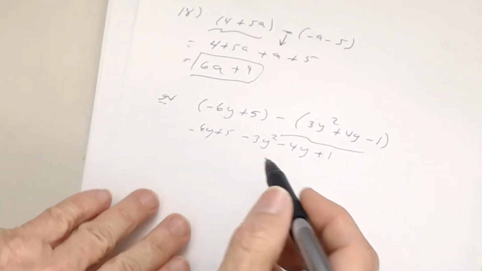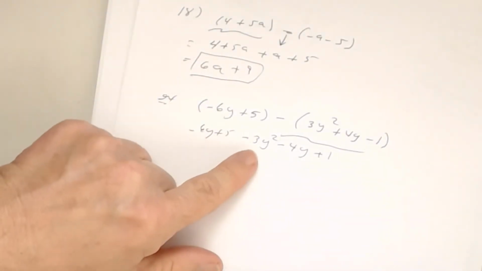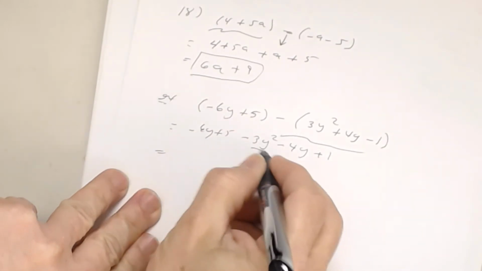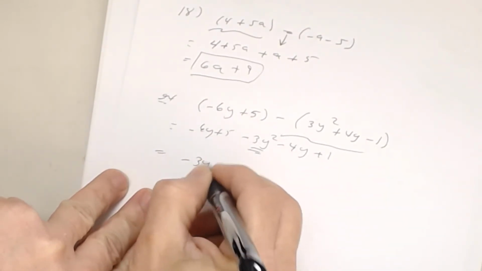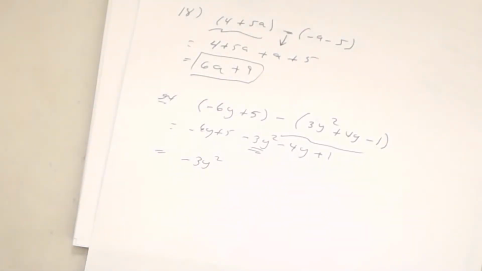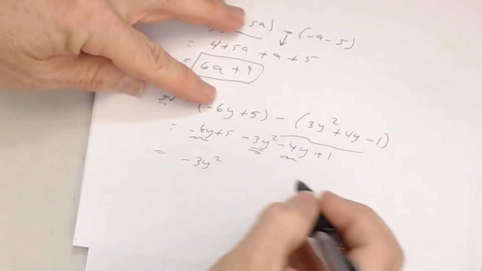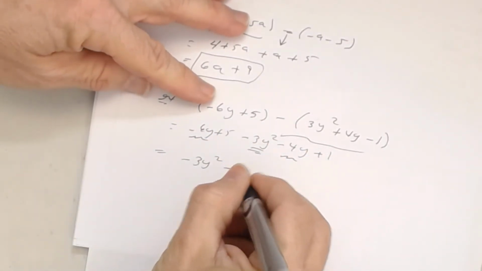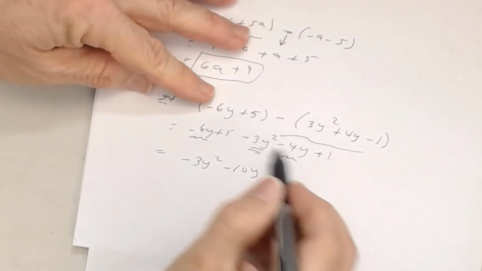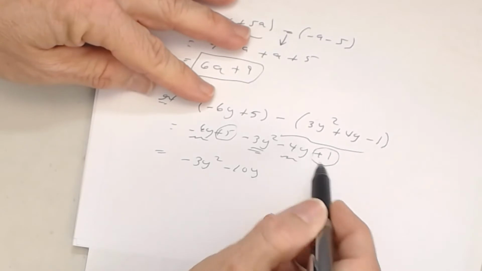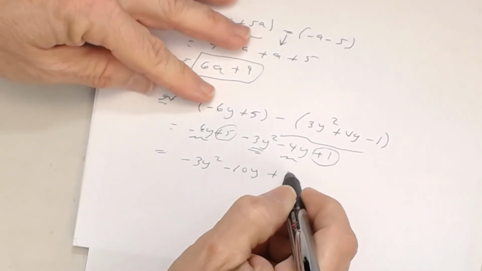So what's going to be listed first? Yeah, the y squared is going to be listed first, but there's only one term of y squared. So just write it first. So that's negative 3y squared. All right, now the next one is going to be y. How many terms? There are two of them, right? So it's a negative 6y and a negative 4y. Negative 10y. And the only thing left are your constants. A positive 5 and a positive 1 is a positive 6.